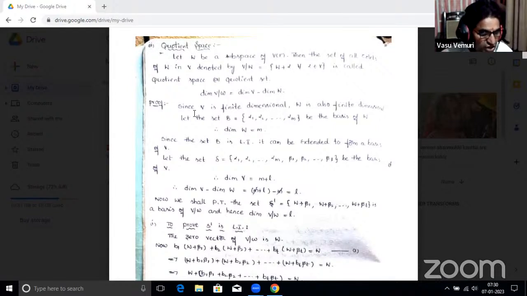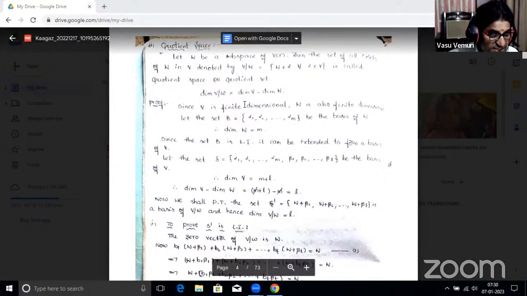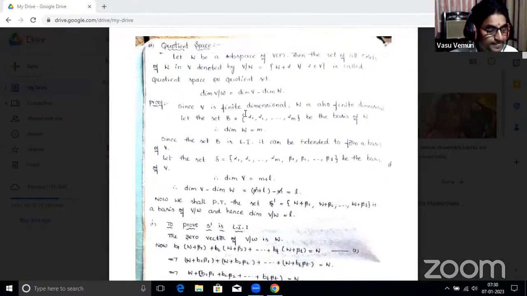First of all, you have to see and refer to this theorem. First of all, what is finite dimensional? When the dimension is finite, that is called finite dimensional. Here, finite dimensional vector space is short form FDVS. V is finite dimensional, then automatically the subspace W is also finite dimensional. Then first of all, you have to form the basis set.